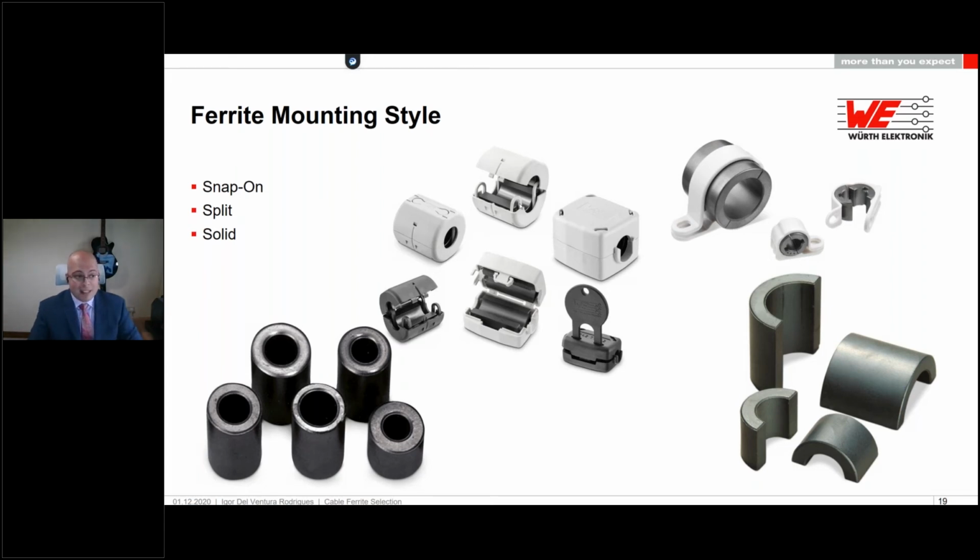We will have split ferrites as well. And we have, of course, these clips that can help you to mount split ferrite, or you can use a heat shrink tube, for example, in order to fix it. And also we have the solid core ferrites.